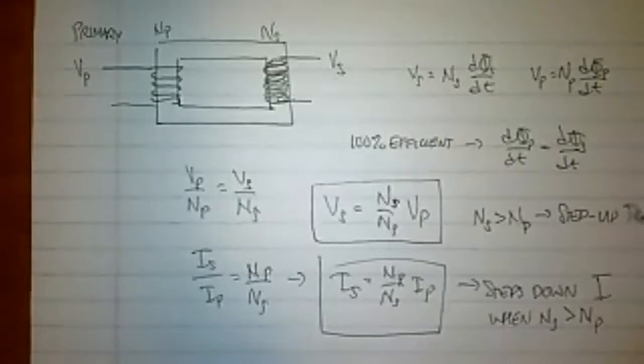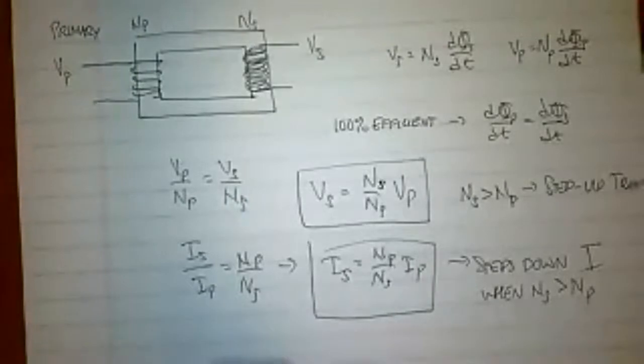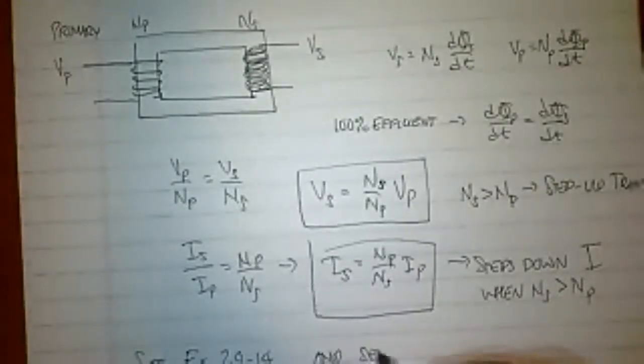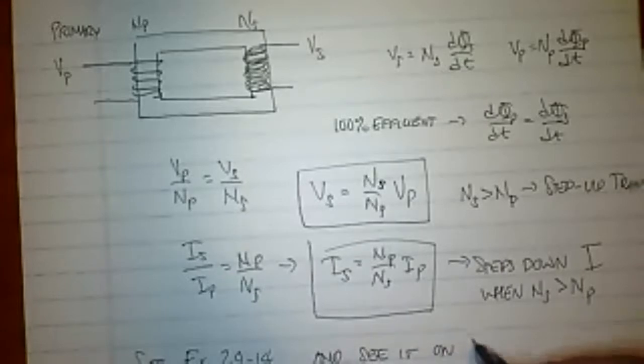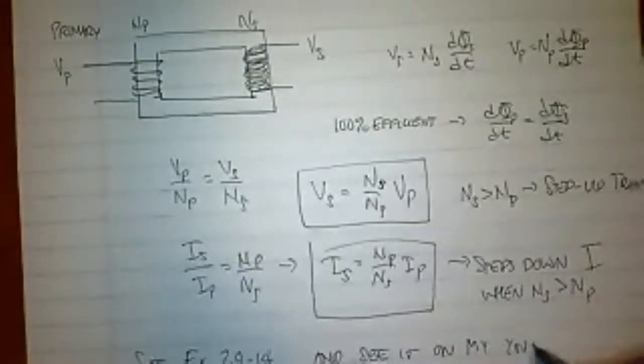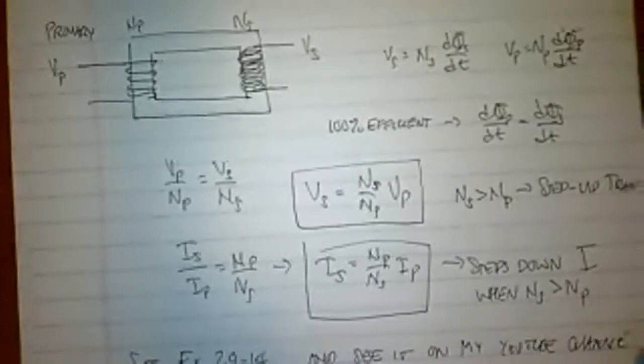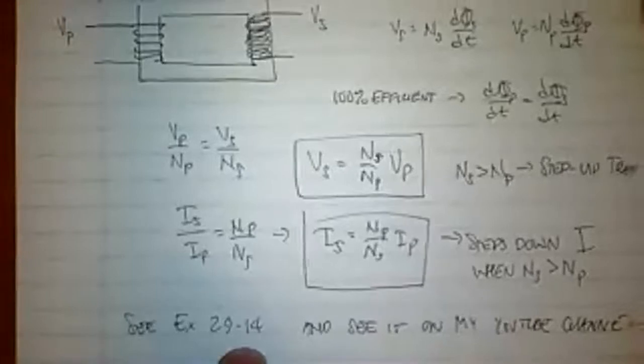There's not really much else to talk about. I've already given you the closed integral of E dot dl equals negative dΦ/dt. I will probably work example 29.14. Actually, that's on my page, so see example 29.14 on my YouTube channel. I don't have enough time to show you now because time's up, but I might show it to you next time, but definitely look for it on my YouTube channel as well as read it in the example.